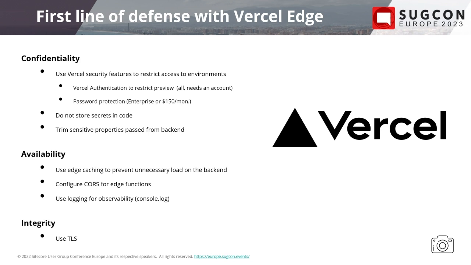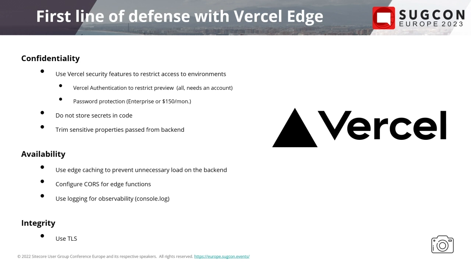In terms of availability, use edge caching. Vercel functions allow us to do edge caching. So this will help us offload the backend a little bit. Configure CORS. These are endpoints, remember? We can create APIs similar to a traditional API. We want to make sure we tighten up our CORS. We don't just allow any domain to call our services.